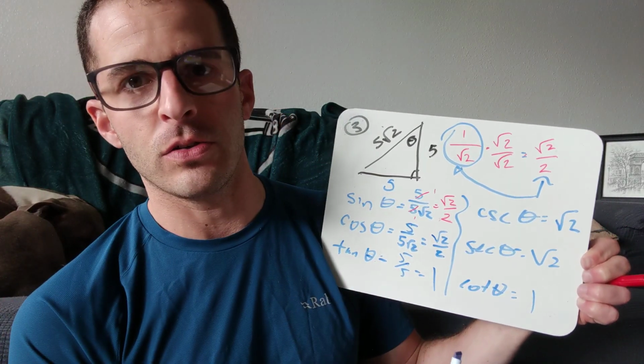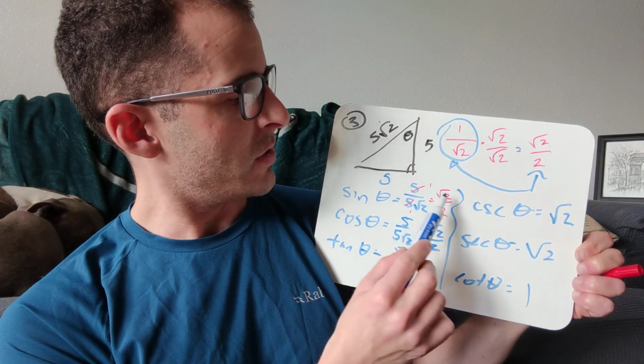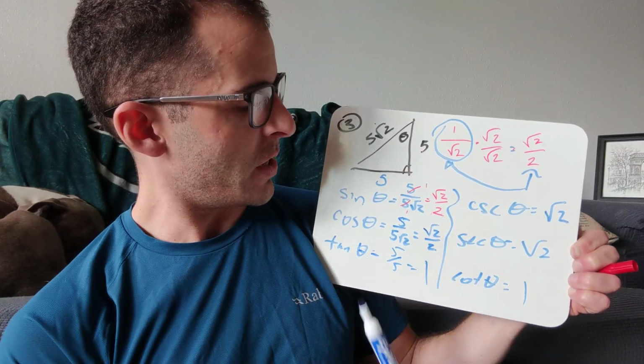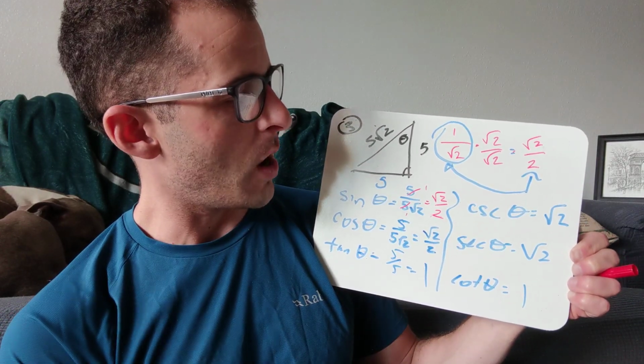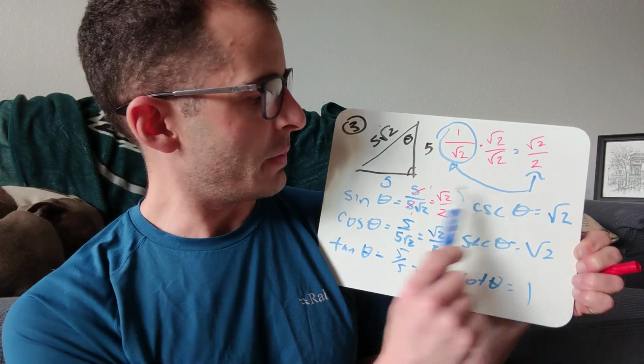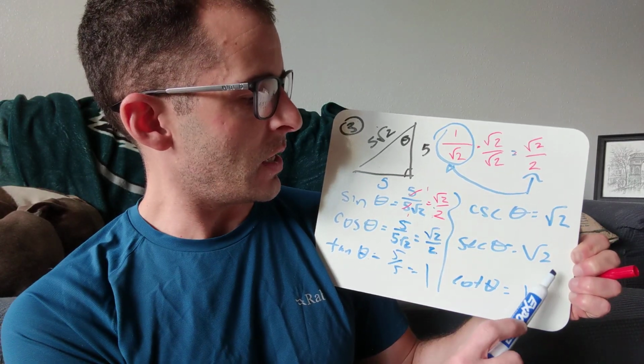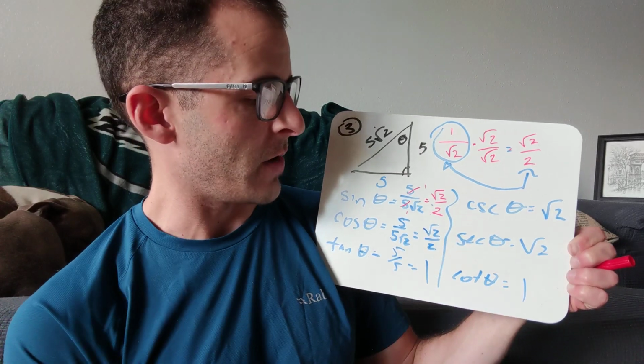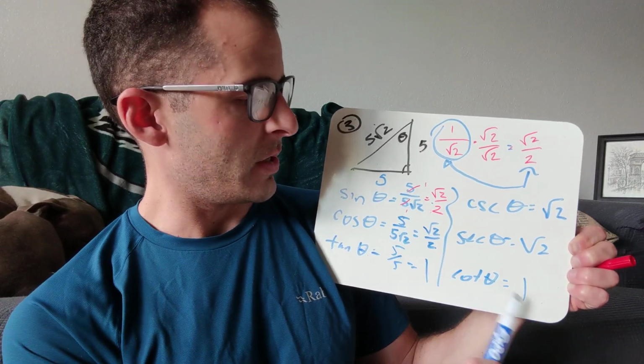Okay? So for our 45, 45, 90 right triangles, or our x, x, x rad 2s, or our 5, 5, 5 rad 2 triangles, the sine is going to simplify to rad 2 over 2, cosine is rad 2 over 2, tan is 1. Cosecant is the reciprocal of this, it's rad 2. Secant is the reciprocal of this, it's also rad 2. And the reciprocal of 1 is 1.